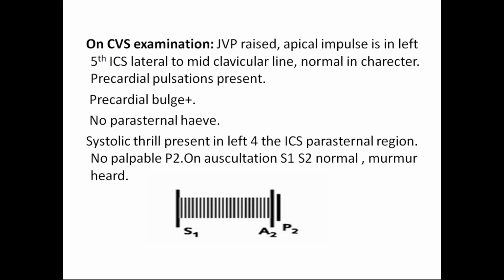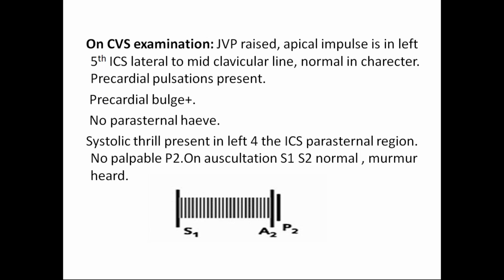Okay. So JVP raised and apical impulse here is down and out. It was shifted down and also laterally, so there is left ventricular hypertrophy. If it is right ventricular, how will it be? It will be only out. It won't shift down clinically. And precordial bulge is there, so it's something since long back. It's not an acute condition. Something like a congenital heart problem is usually a long-standing problem. They will have precordial bulge.